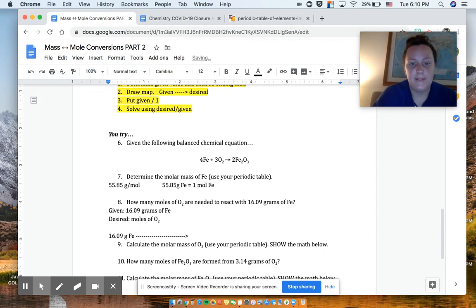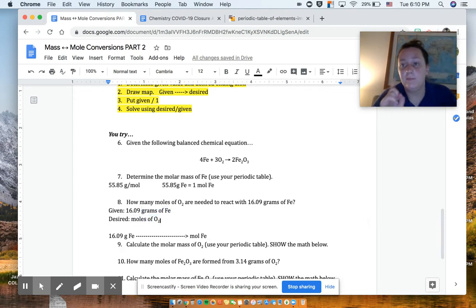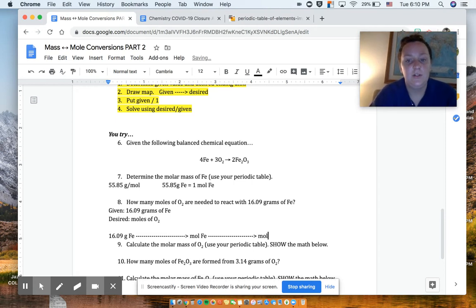We'll have our middle step where we go from grams of Fe to moles of Fe. We can't compare grams of one substance directly to moles of a different substance. We can compare moles of two different substances. So that's why I'm first going to convert to moles of Fe, and then we will finally convert to moles of O2.